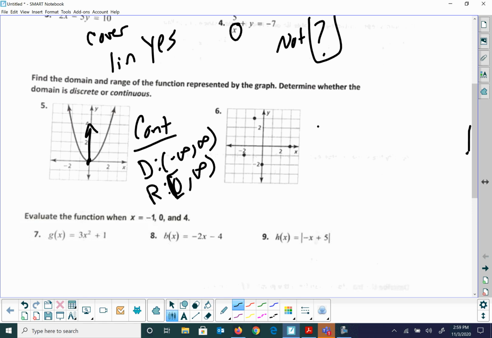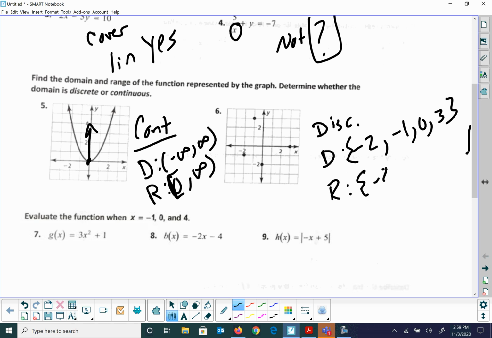This one is discrete because I have to pick my pencil up to get to each point. And then my domain of this one would be -2, -1, 0, and 3. I just looked at all the x values. My range on this one is going to be -2, -1, 0. That's a y value of 0, and then this is a y value of 3.